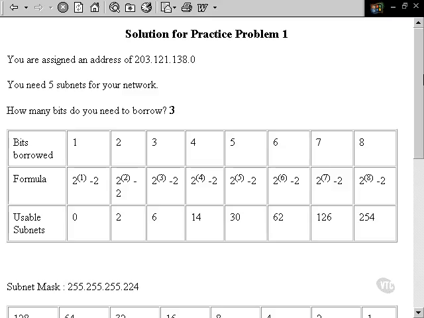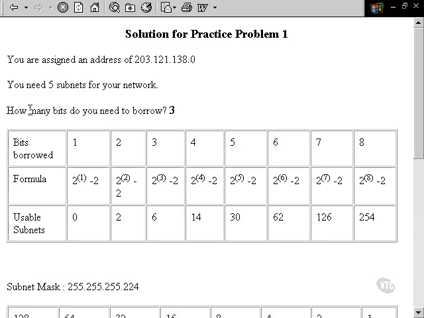Let's take a look at the solution for practice problem number 1. We begin by looking at the IP address that our network was assigned. That's this here, 203.121.138.0. And we need to get 5 subnets for our network.